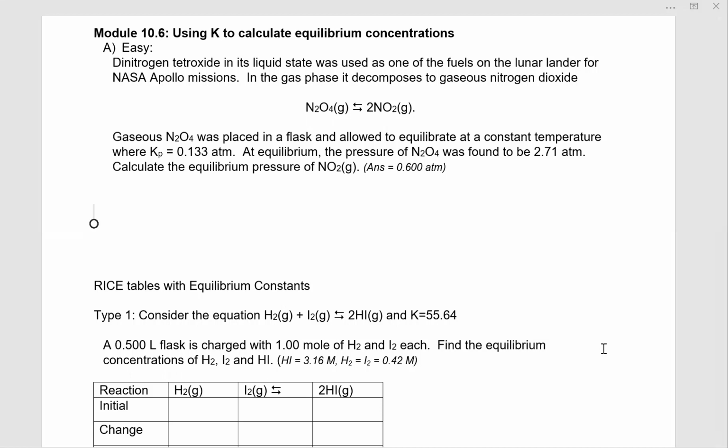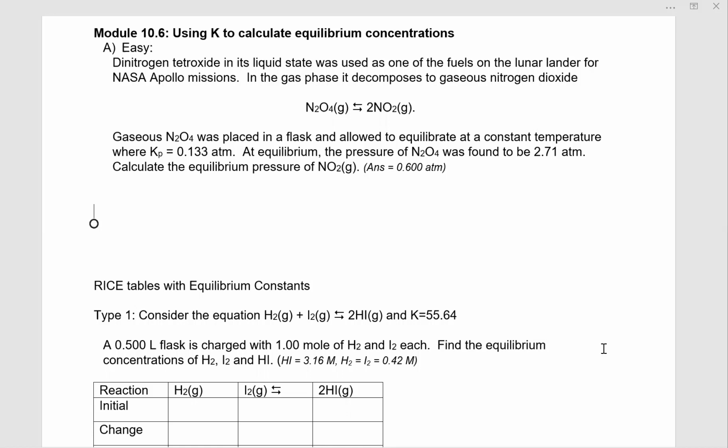This is module 10.6, using K to calculate equilibrium concentrations. We're going to start with some easy problems and then work on up to ICE tables. Dinitrogen tetroxide in its liquid state was used as one of the fuels on the lunar lander for the NASA Apollo mission. In the gas phase, it decomposes to gaseous nitrogen dioxide as shown, and it's in equilibrium.